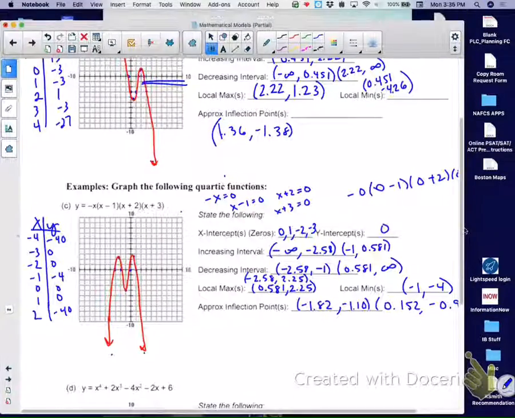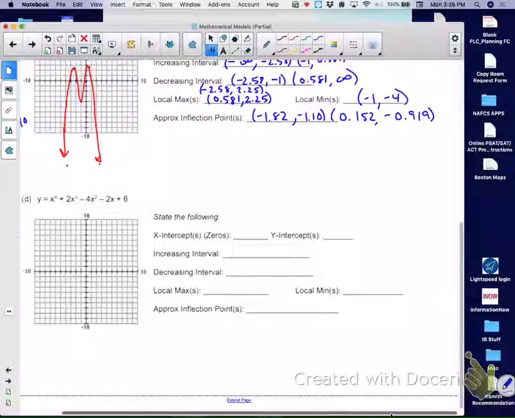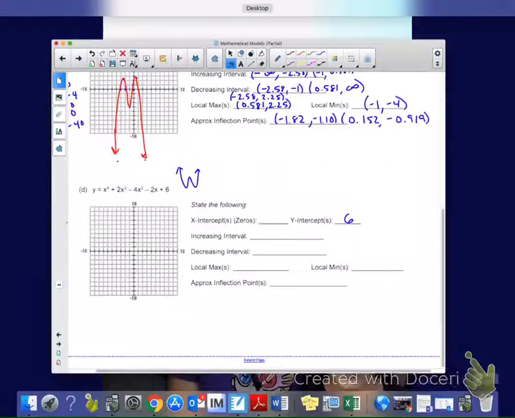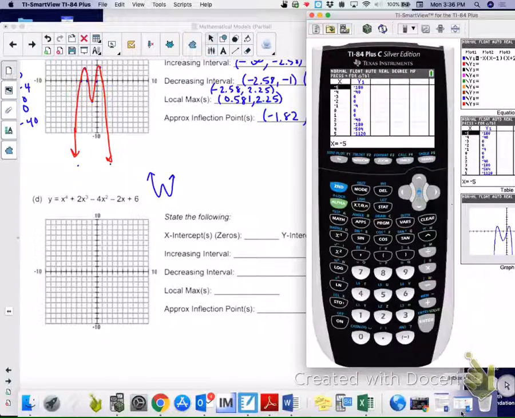Alrighty, one more. Okay. Now this is another quartic, positive. So this one we're going to look more in this kind of shape. Nothing that I can find here except for the y-intercept. When I plug 0 in there, I end up with a y-intercept of 6. Okay. So now we come to the calculator and we type this one in, last one.